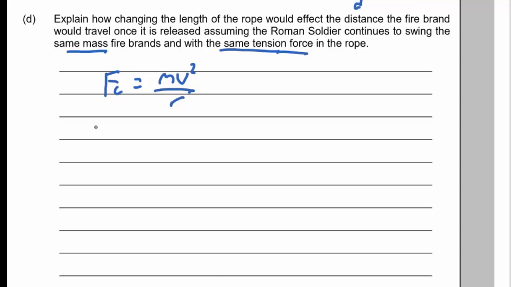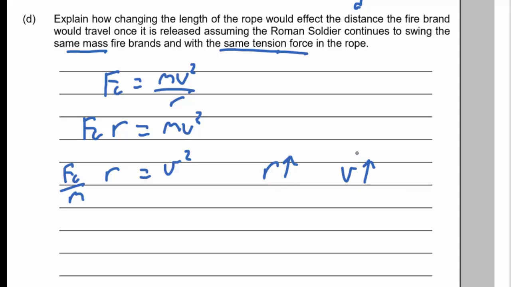And so if I rearrange this to make this Fc times r equals mv squared, and then if I make it a v squared equals, so v squared equals Fc over M, which we can't change, times r. And so as r goes up, as the radius of your loop goes up, then velocity increases by a squared relationship. And so if velocity goes up, then the distance it travels will also go up. So where velocity is distance divided by time, the time it's in the air doesn't change because of gravity, but if the velocity increases, then the distance it travels must increase.